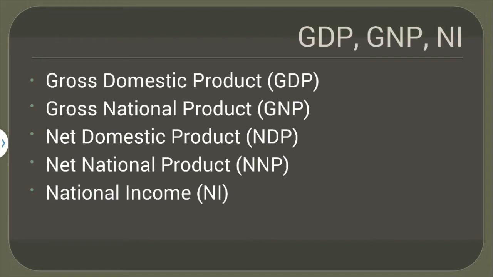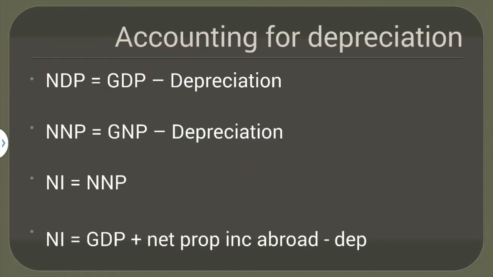So therefore, when you take out all monies spent on depreciation from gross domestic product, what you would have is no longer gross domestic product, but net domestic product. Similarly, for gross national product, when you take out monies spent on depreciation expense, what you would move from is gross national product to now net national product.